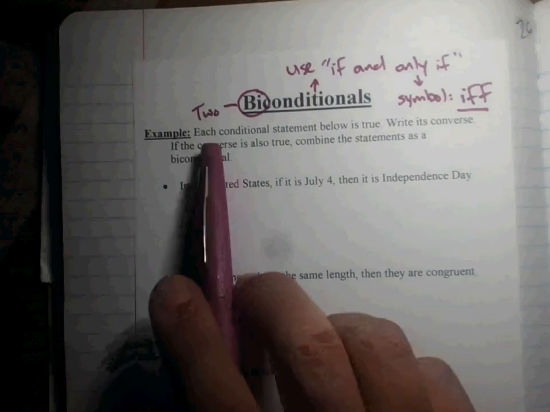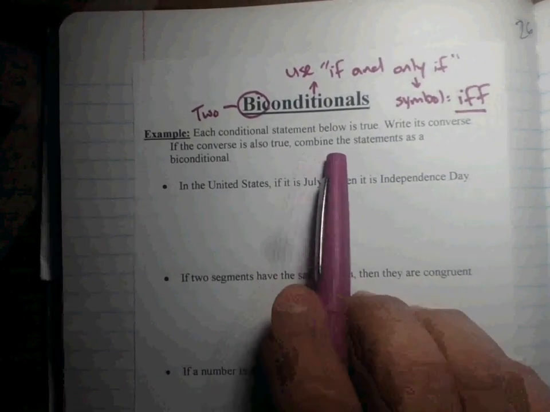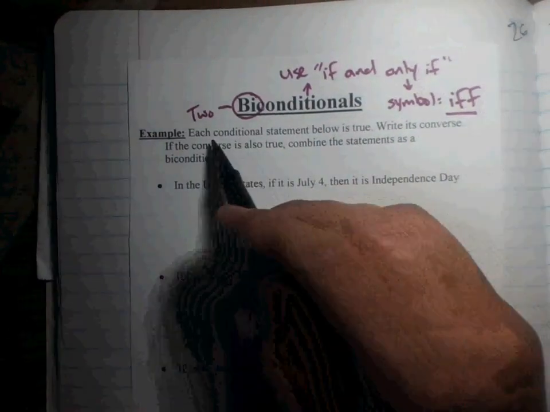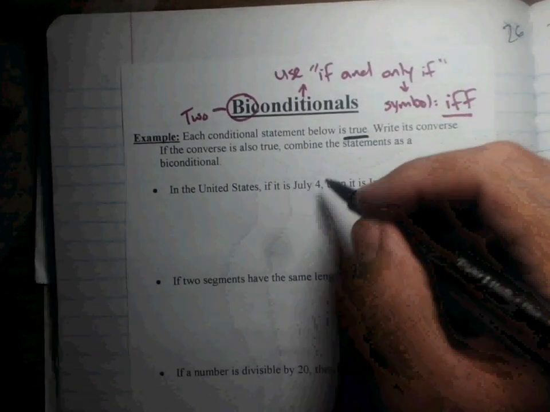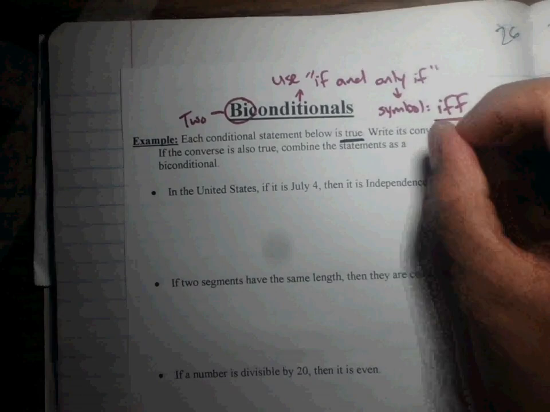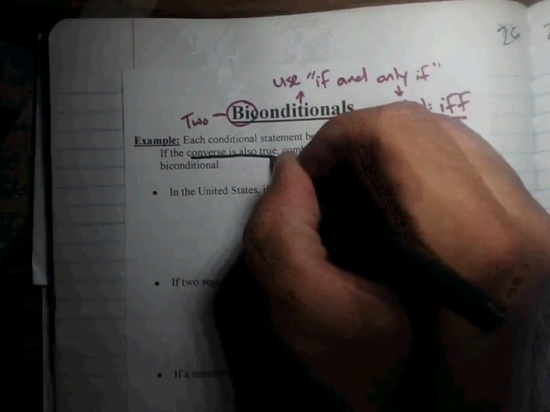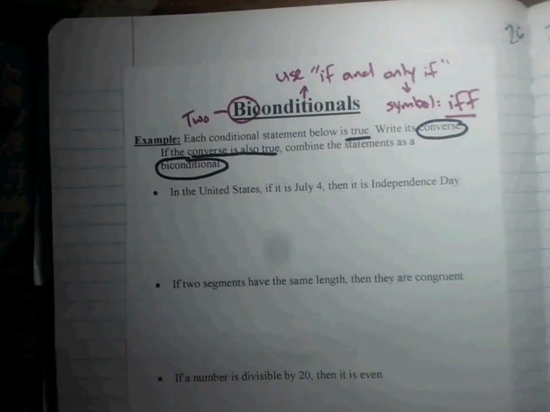So the way this works out is that if each conditional statement is true, write its converse. If the converse is also true, combine the statements as a biconditional. All right. So a few things we're going to point out. If the conditional is true, then its converse. Remember what converse means? If the converse is also true, then we can write it as a biconditional.